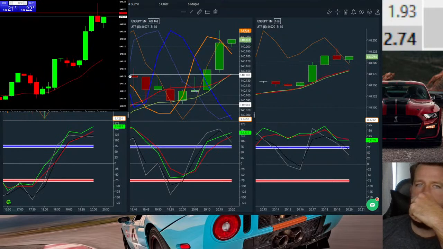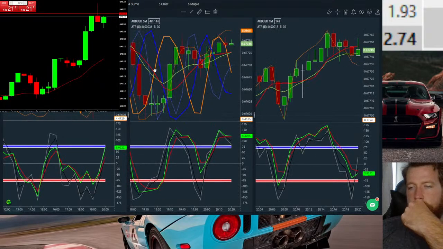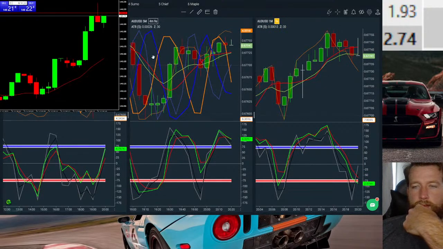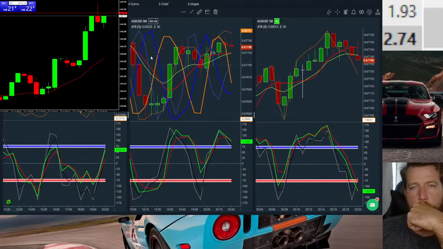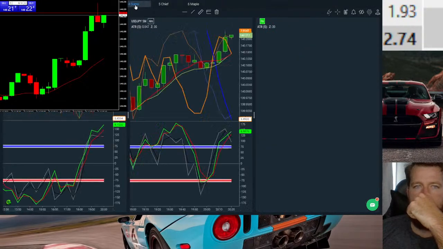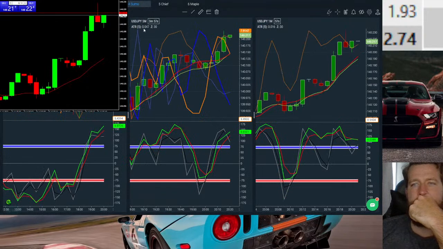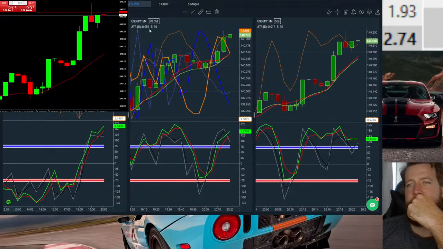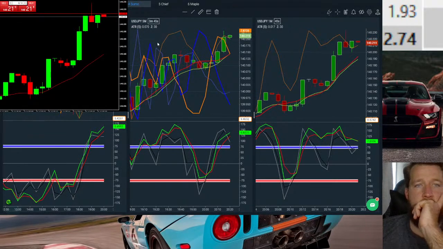Let's see what the Aussie's doing. Yeah, Aussie's moving slower than the yen. Alright, the yen's actually picking up. Oh, it's really picking up. I mean, definitely not as fast as it could be moving, but it's definitely picking up.